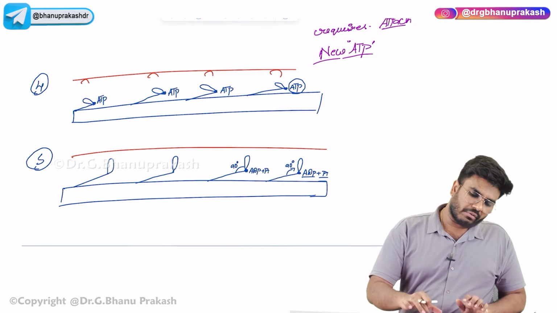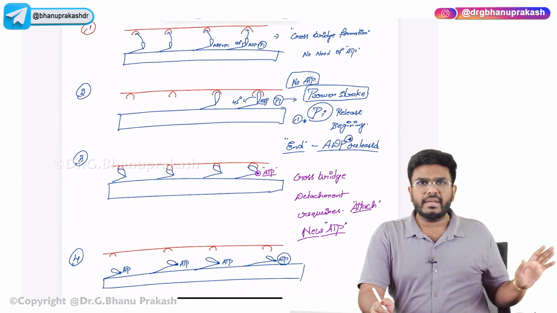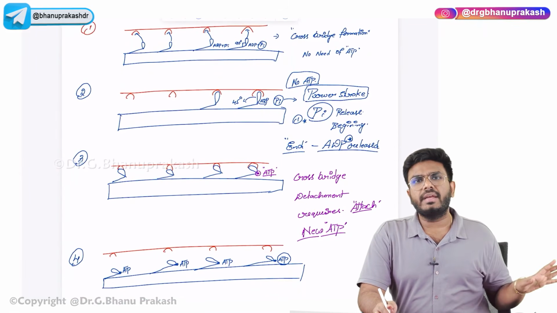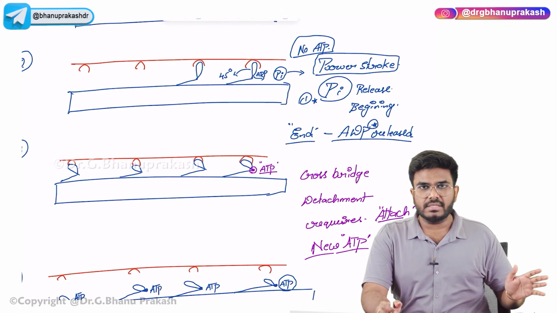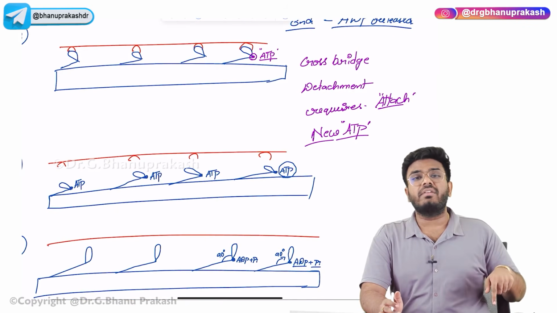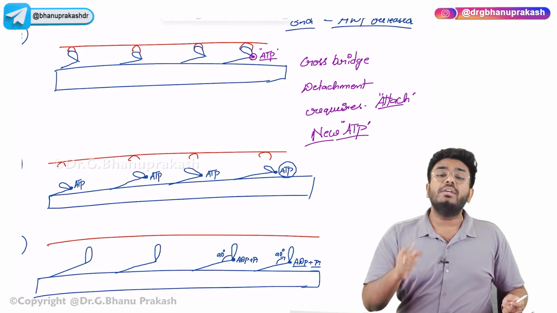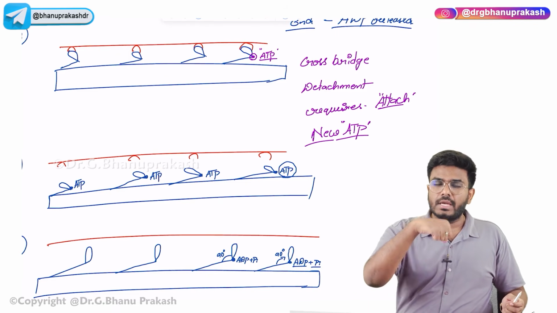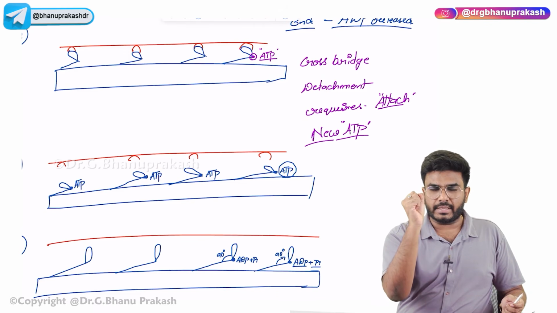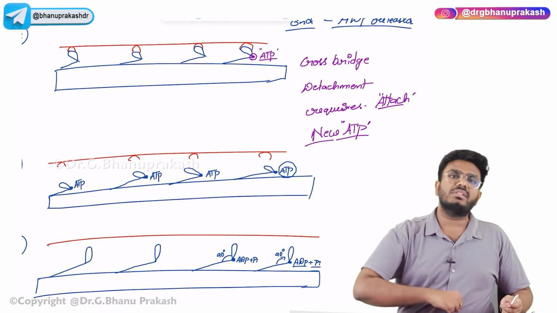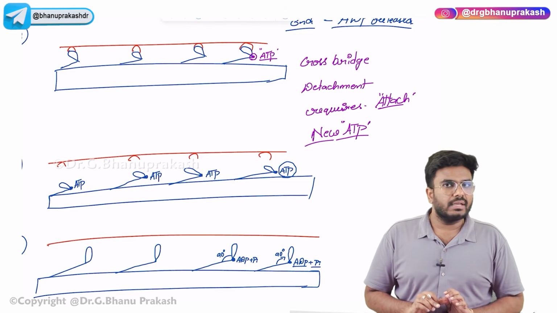The points I want you to know for your exam: cross-bridge formation does not require any ATP. The power stroke does not require any ATP. During the power stroke, inorganic phosphate is released as well as ADP. Next, cross-bridge detachment requires ATP. Binding of ATP causes detachment. Next, hydrolysis of ATP brings the myosin head from the 45 degree angle back to the cocked position, so that it can bind with a new active site and cause contraction. These are the important points about the sliding filament theory.